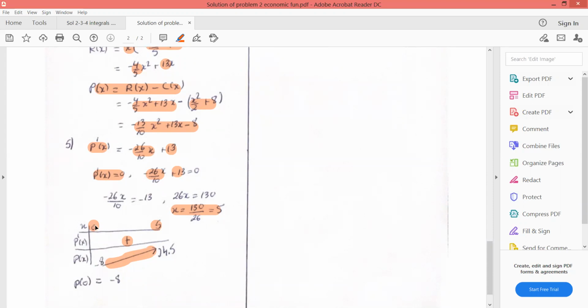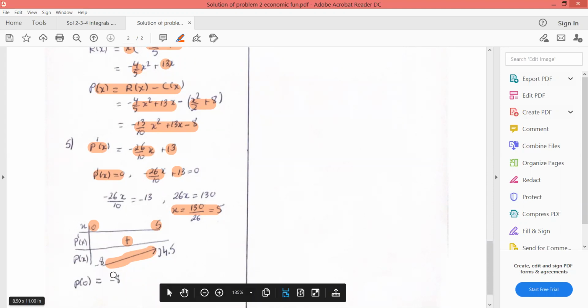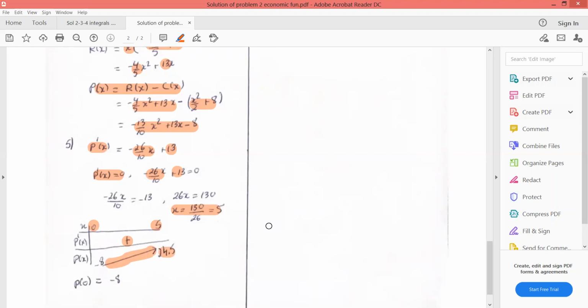Here we replace x by 0 in p, we get minus 8, and we replace x by 5, we get 24.5. If the question had said minus infinity, 0, 5, plus infinity, we would have put minus infinity, 5, plus infinity, but since it says to study in the interval 0, 5... Also, whenever we have an economic function, x must be positive; we cannot say the quantity is negative.